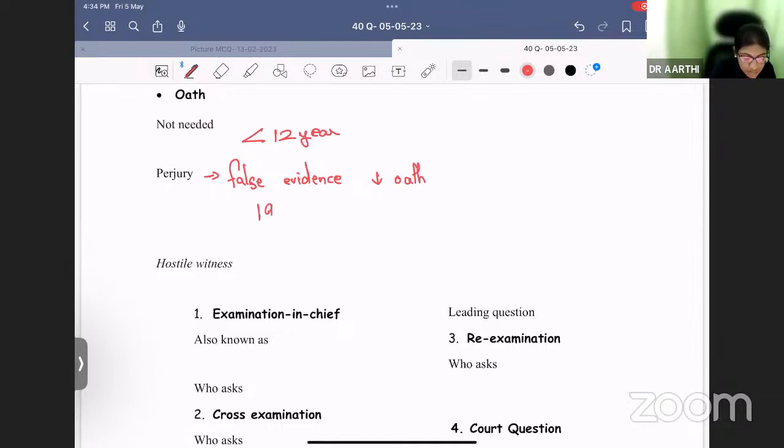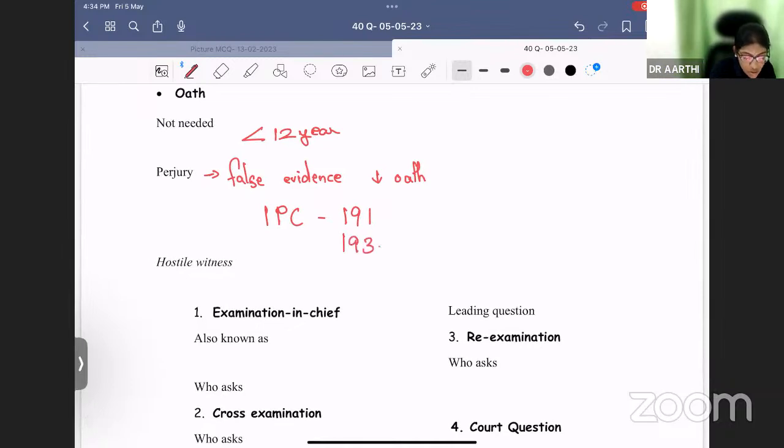And who deals with it? The IPC deals with it, giving the punishment in section 191 and section 193. Hostile witness is who? A hostile witness is the person who gives evidence against their own party. They might be perjuring or they might not be, but they are giving evidence against their own party.